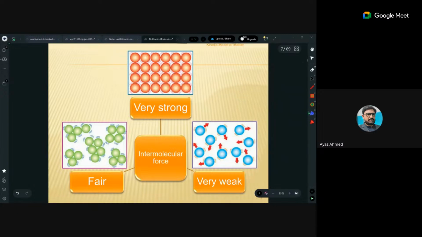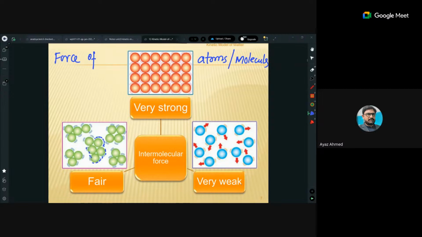Okay, the next slide tells you about the force of atoms or molecules. So the solids have very strong force in between, that is, intermolecular force. That is why they maintain their shape. The intermolecular force between the liquid molecules is fair enough, not that strong, not that weak, but fair enough. That supports them to keep their shape.